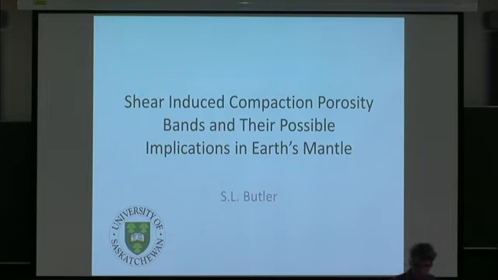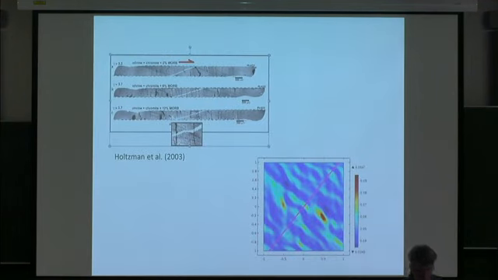So what I'm going to be talking about are these things. Now, we've seen this image quite a few times. In a paper in 2003, Holtzman et al. showed that in these experiments, this scale bar is like 500 microns, so they're small lab-sized experiments. In these samples that initially had roughly uniform porosity, after they'd undergone a significant shear, the porosity separated into these bands.